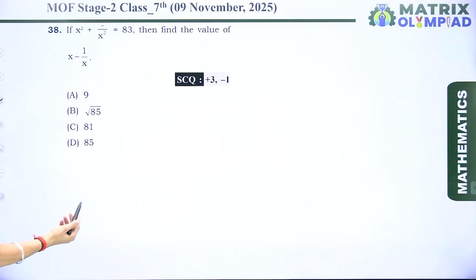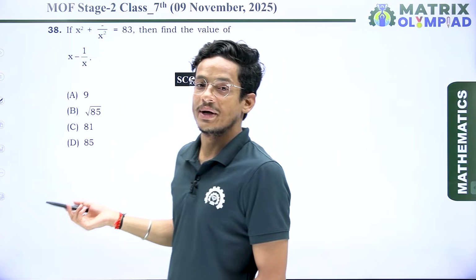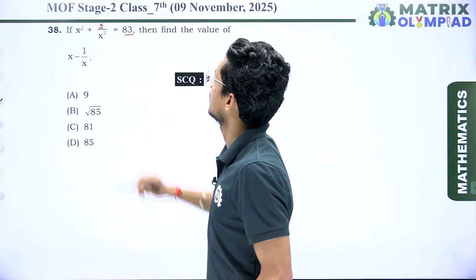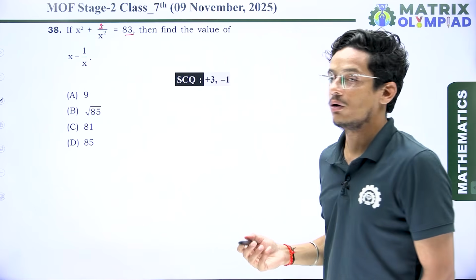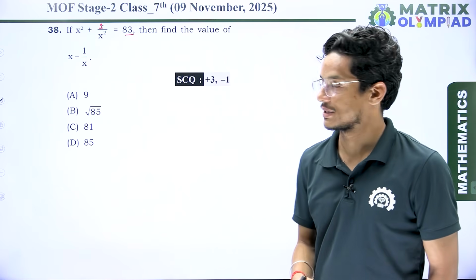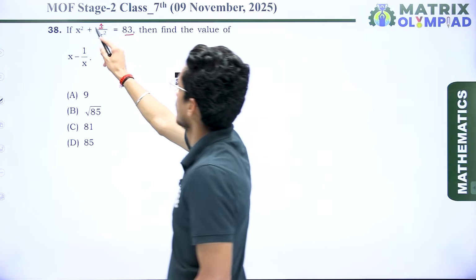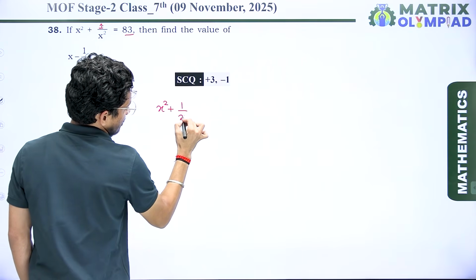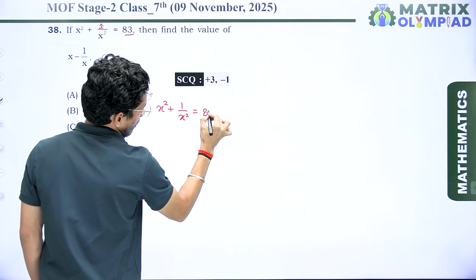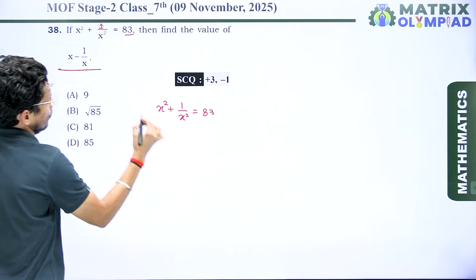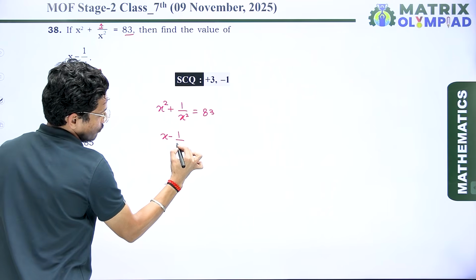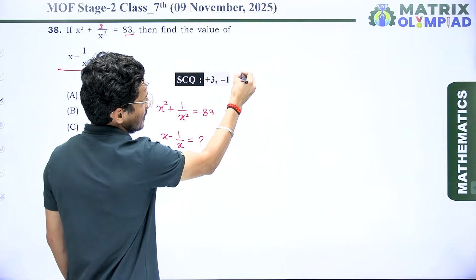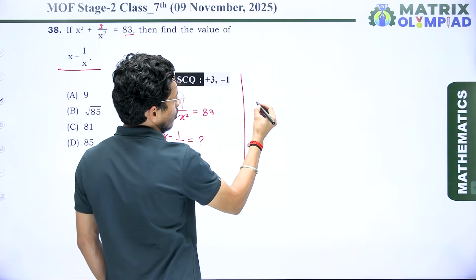So now if I talk about the next question, that is if x square plus 1 upon x square equal to 83, then find the value of x minus 1 upon x. So here we have given x square plus 1 upon x square, which is equal to 83, and we have to find the value of x minus 1 upon x. Okay, we know an identity, that is a minus b whole square.